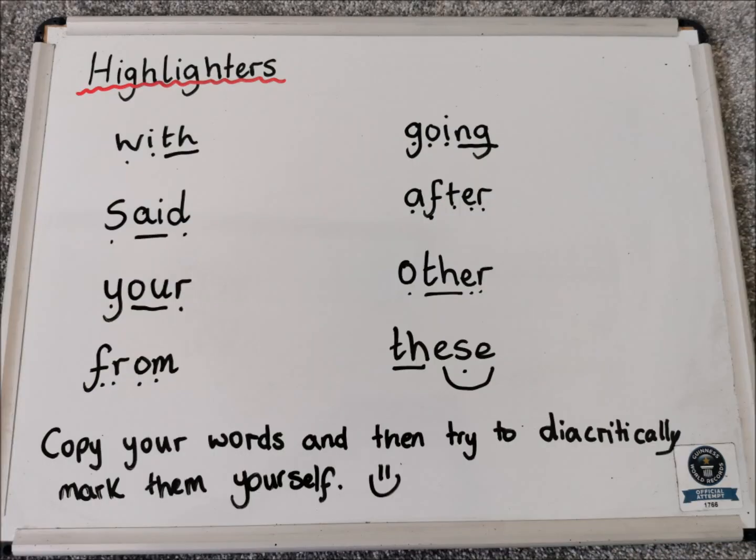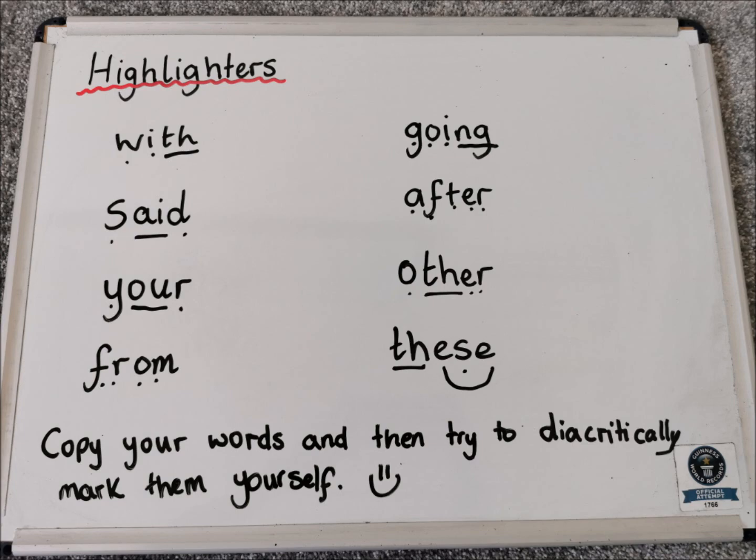Okay guys, so those are our words this week. So your task is to copy your words down somewhere, a bit of paper, whiteboard. If you've got your jotter, that's absolutely fine. And then to see if you can diacritically mark them yourselves. So you can use the video, you can pause the video, you can try it yourself if you want to. Just think about the sounds in each word, think about the letters that make those words, and hopefully you'll be able to diacritically mark. And that's you done highlighter, so you don't have to watch the rest of the video. You can if you want, absolutely up to you.